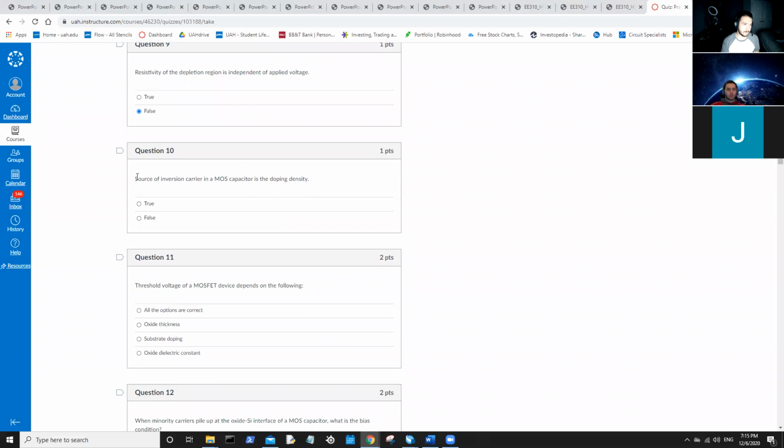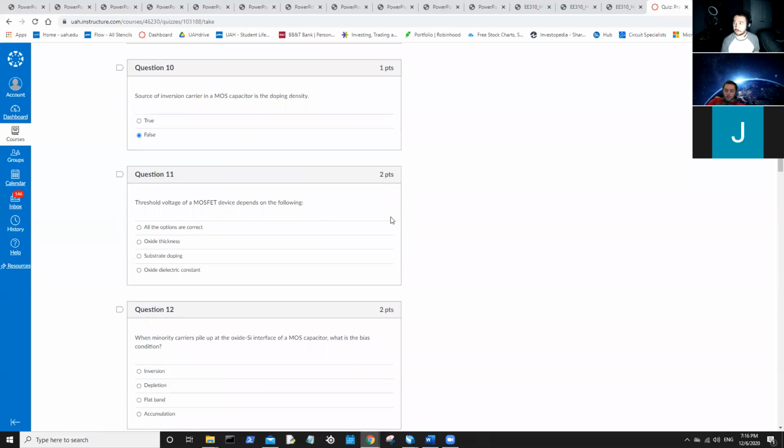This is another memorization thing. Source of inversion carriers in a MOS capacitor: doping density. It is not the source of inversion carriers in a MOS capacitor: thermal generation. You just need to remember that. In the last quiz that we took, that was a multiple choice question as opposed to a true false, but it was still there. So it showed up twice so far. It might show up again. There's a pretty good likelihood it'll show up again.